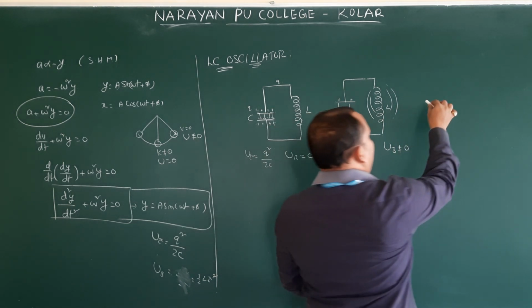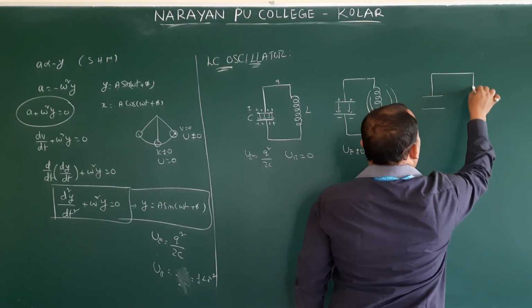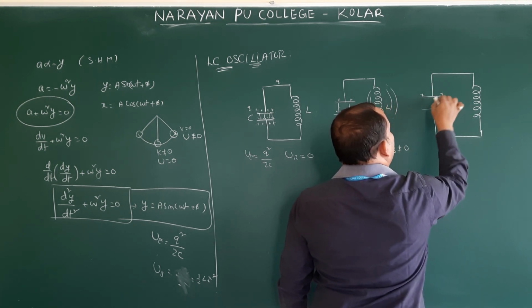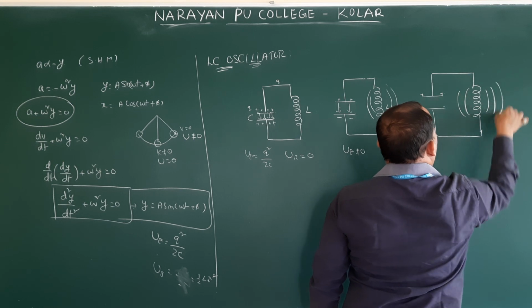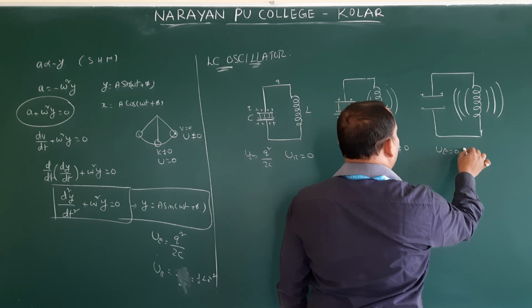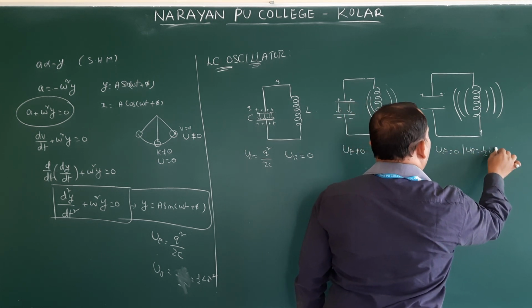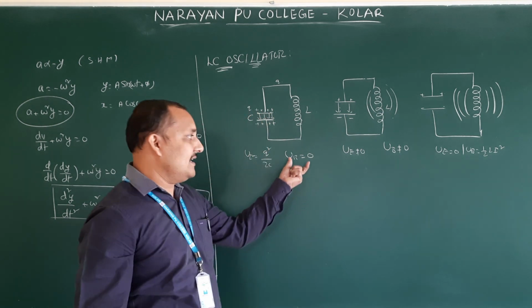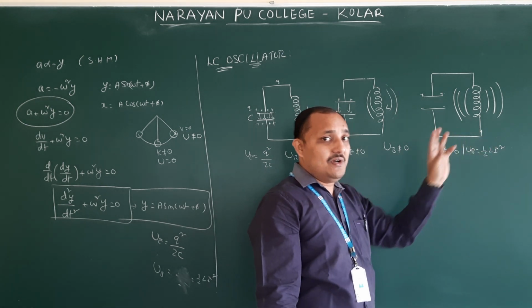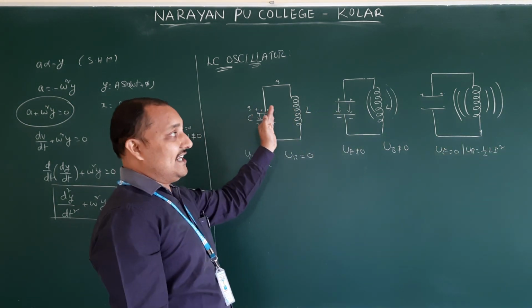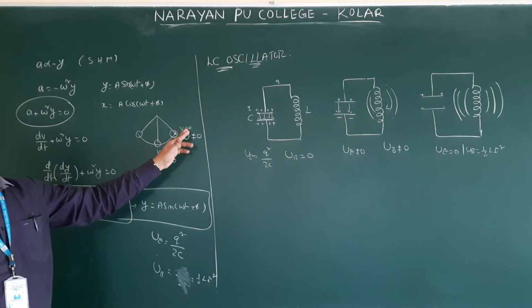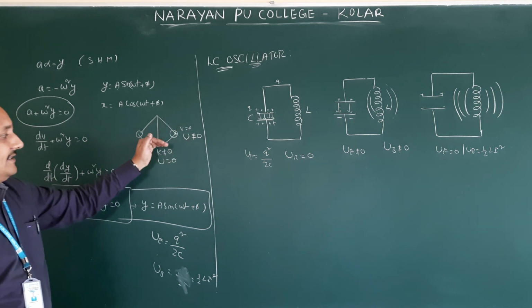After some time, the total energy is converted as magnetic energy. At that time, UE is 0, and UB is of Li square. Now see, initially magnetic energy is 0, then some magnetic energy. Now total electrical energy is converted into magnetic energy. So positive amplitude, negative amplitude means like this.